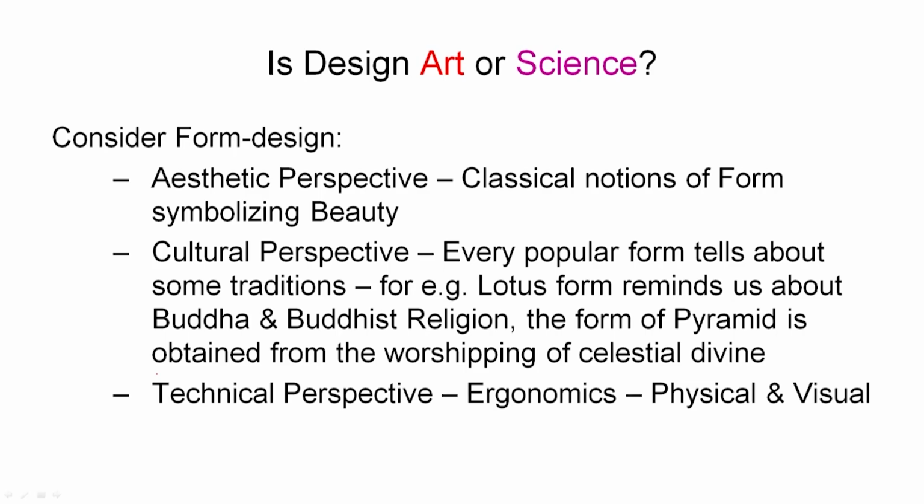Then there are also cultural perspectives, like every popular form tells us some story, about the tradition of the place. For example, when we look at the lotus, the lotus form reminds us about Buddha and Buddhist religion. Similarly, the form of the pyramid reminds us of a group of people who are worshipping the celestial divine.